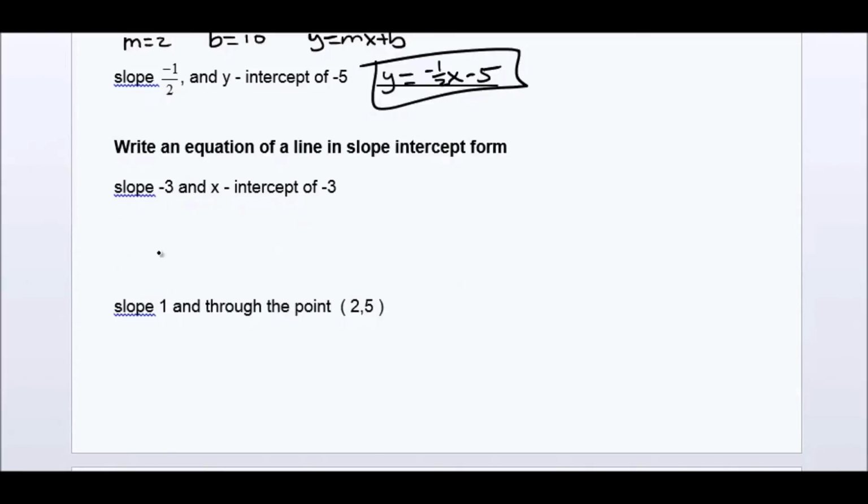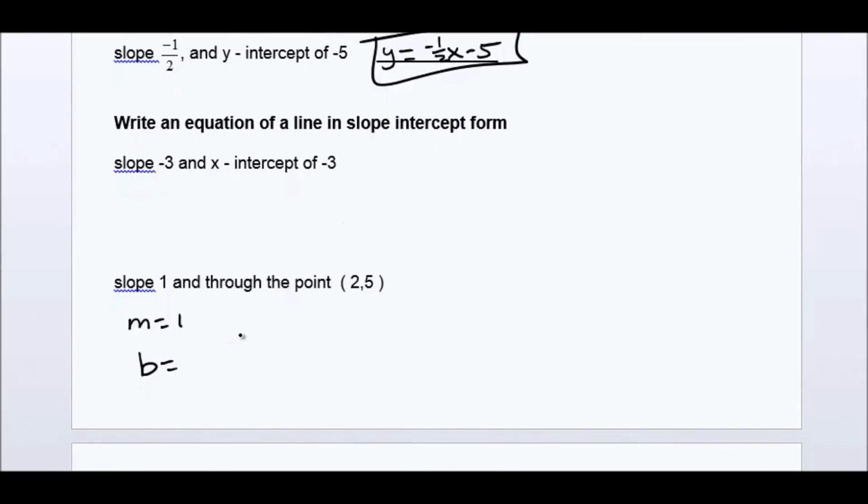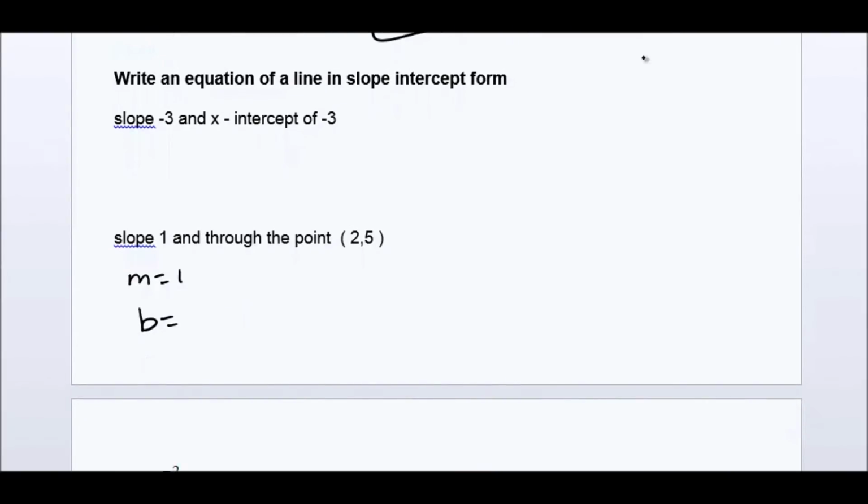Alright, so we have our slope. We have our m, that's 1. We don't have our b. So we're going to have to do the same thing. We're going to have to solve for b. We do have an x and y coordinate. So plug everything into y equals mx plus b, and then we're going to solve for b. So we have our x and our y right there.